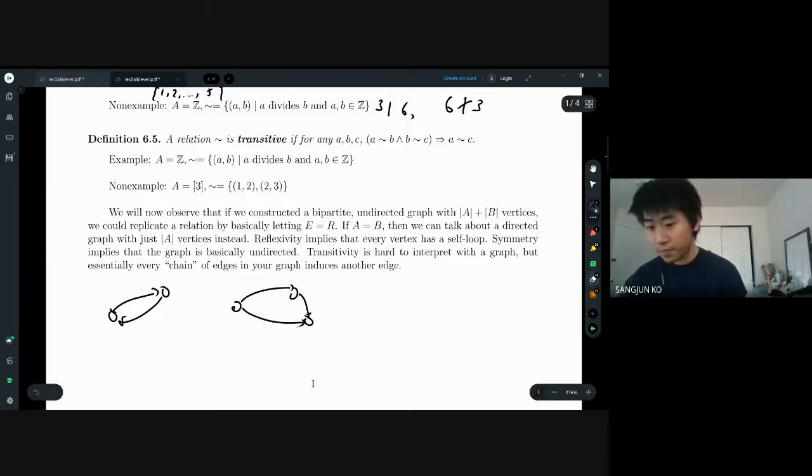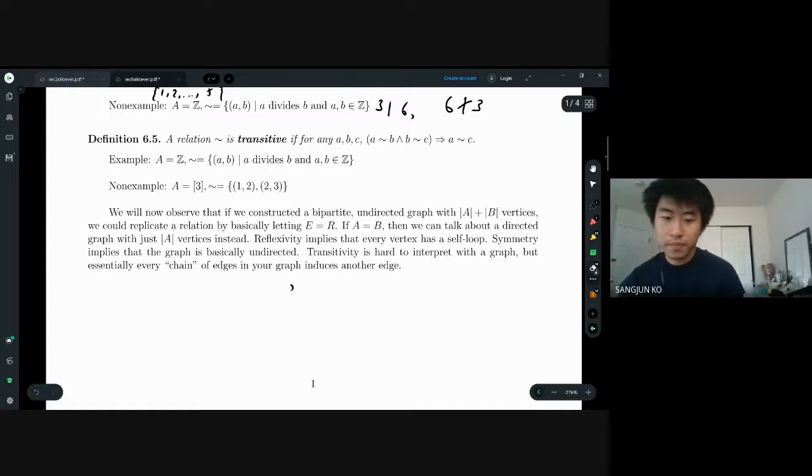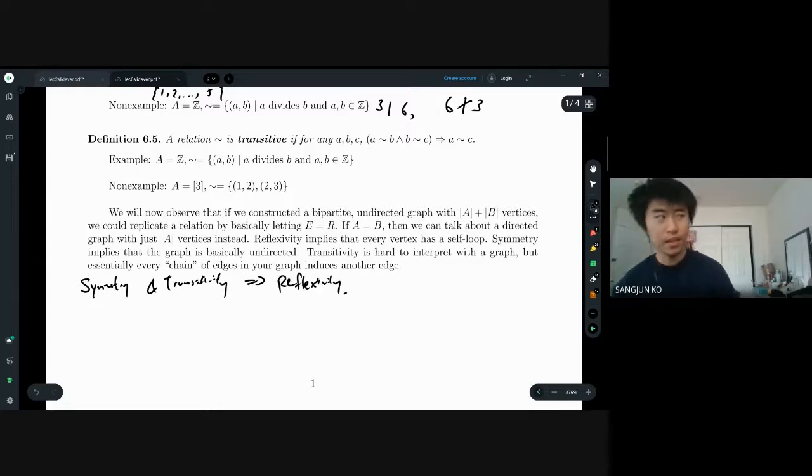Okay. So let's see. I think I should have time. So let me give you something. I want you to think about this for a moment. I want to show you, right? I'm going to claim that symmetry and transitivity imply reflexivity, right?